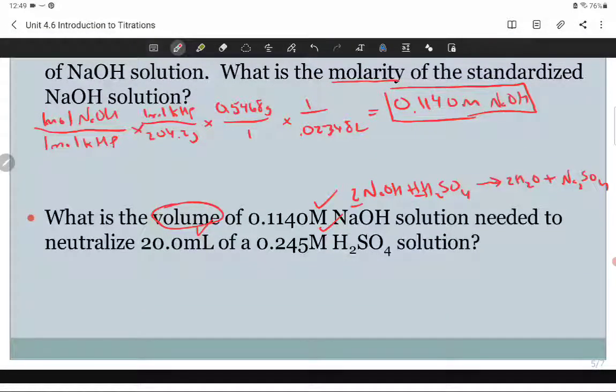Okay, so it says what volume. So I'm going to start off with volume of sodium hydroxide solution. And that corresponds with 0.1140 moles of sodium hydroxide. Now I got to get rid of moles of sodium hydroxide, and I just wrote a balanced chemical equation. So it's a 2-to-1 ratio, or a 1-to-2, whichever way you think about it. And then I have a molarity of sulfuric acid.